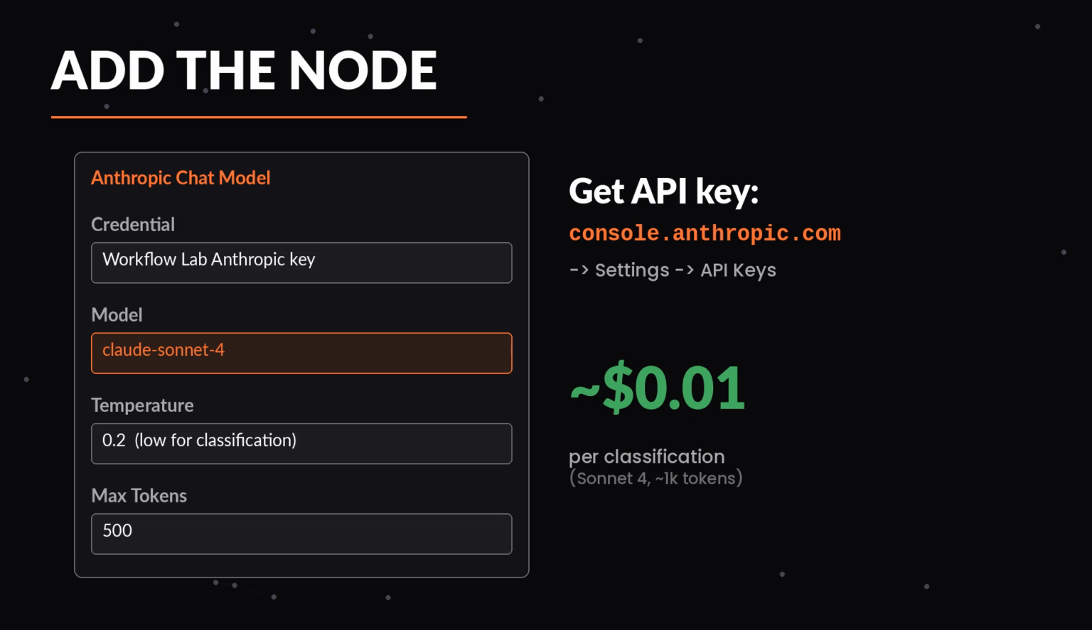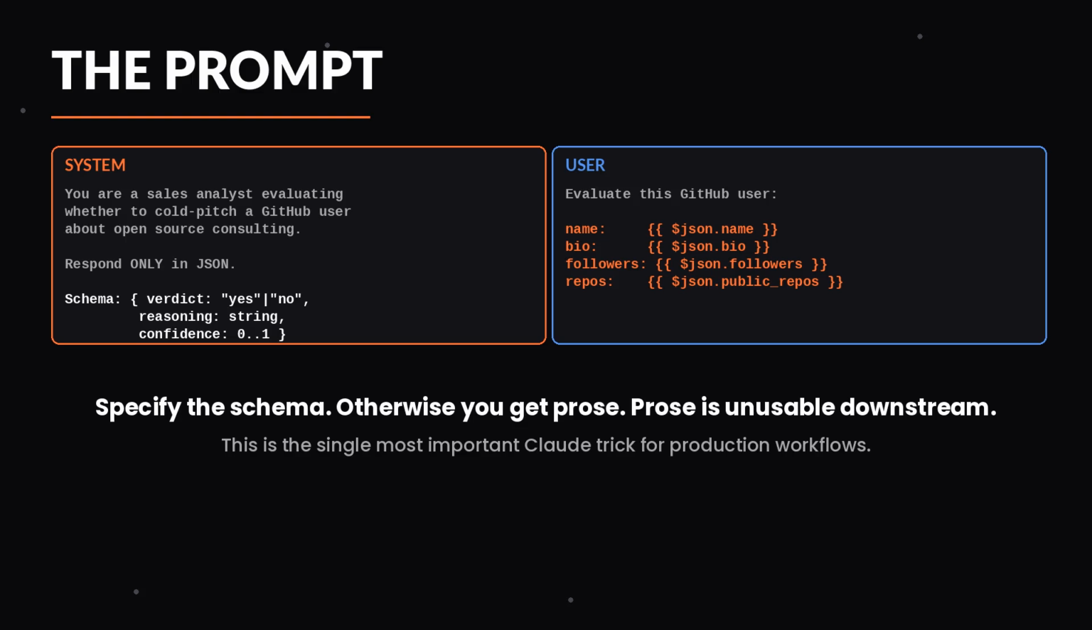Pick the model. I am using Claude Sonnet 4. It is the right balance of speed and reasoning for classification work. Cheaper than Opus. Smarter than Haiku. Now the prompt. 2 messages. The system message tells Claude what role it is playing. Quote, you are a sales analyst evaluating whether to cold pitch a GitHub user about open source consulting services. Respond only in JSON. End quote.